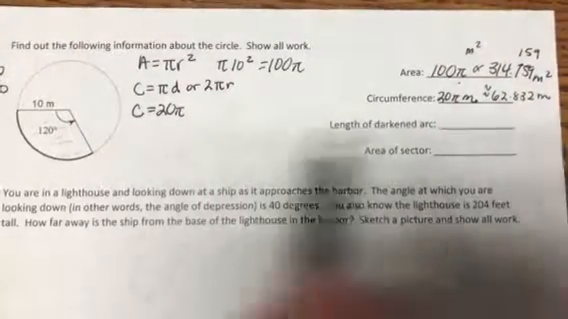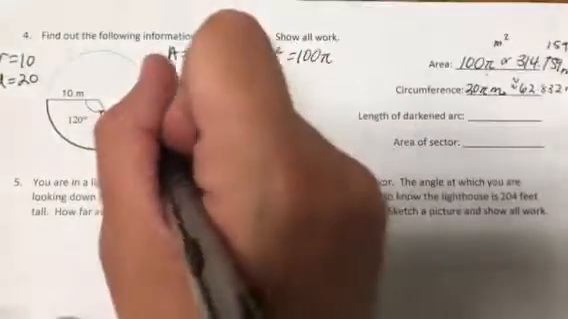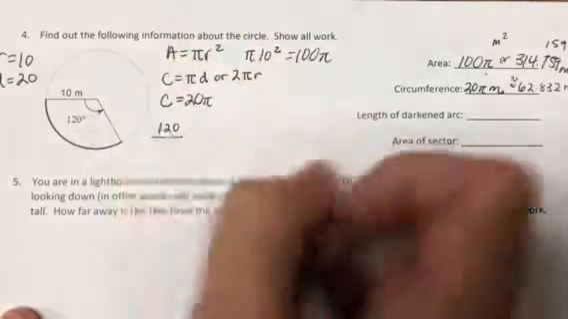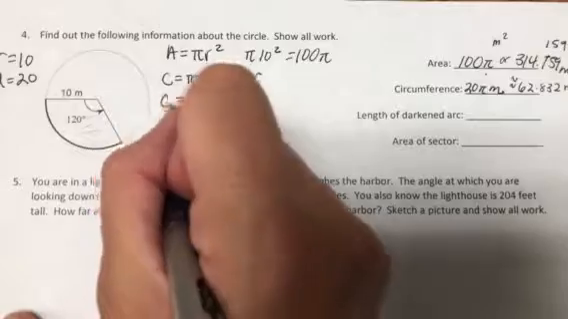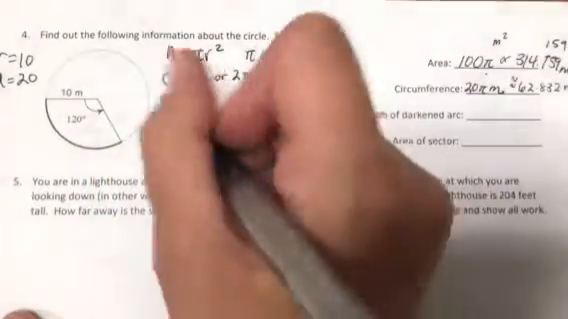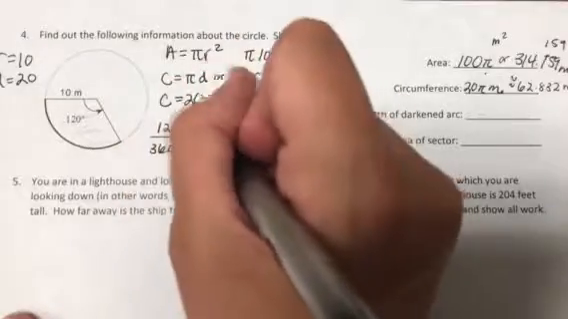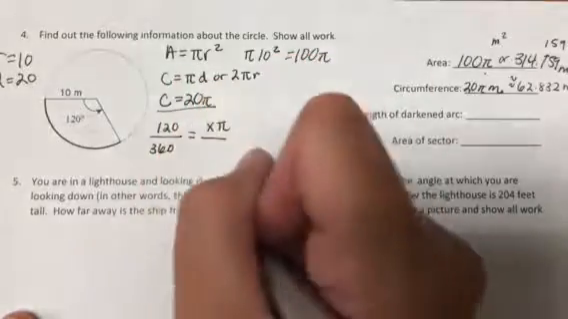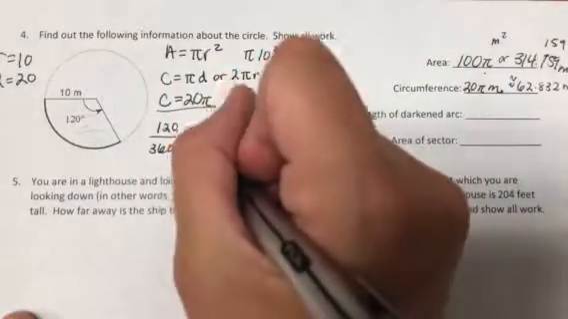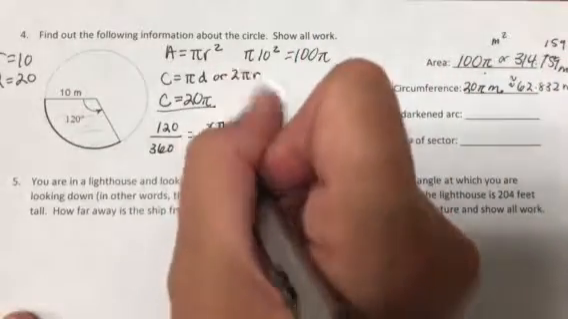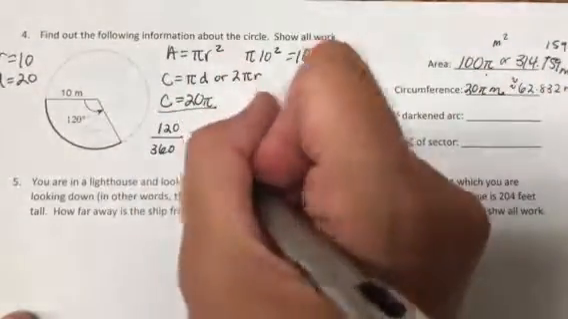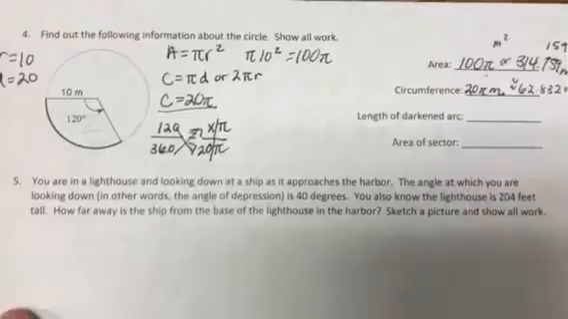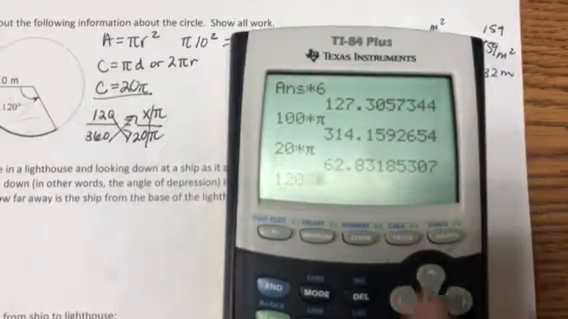All right, the darkened arc. So now I'm going to go to my proportion, and I'm going to say, when I consider that there's 360 degrees of arc in a circle, this arc is taking up 120 of them. So I'm going to do 120 over 360, and that's going to equal my arc length. I'm going to call that x times pi over my circumference, because I'm doing an arc length, so over 20 pi. And when we cross multiply, I'm going to ignore the pi's, so I'm going to do 120 times 20 equals 360 times x.